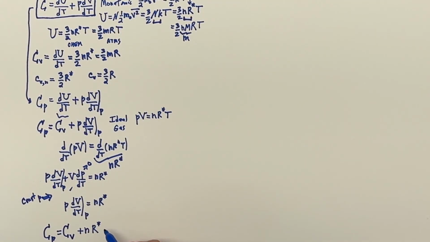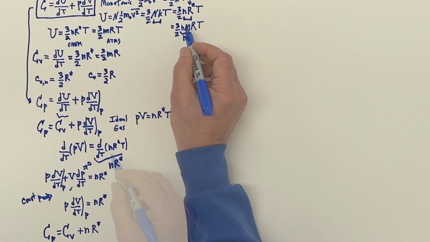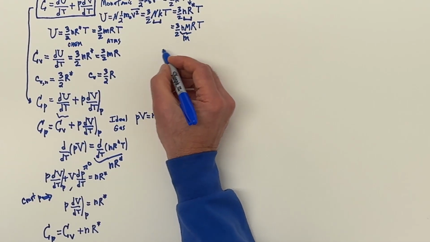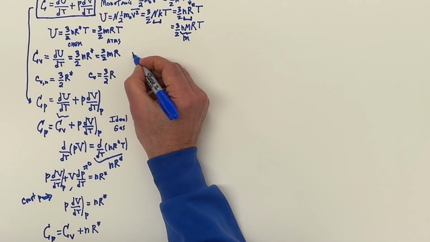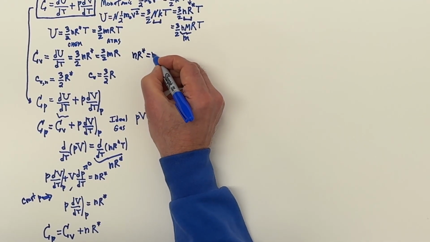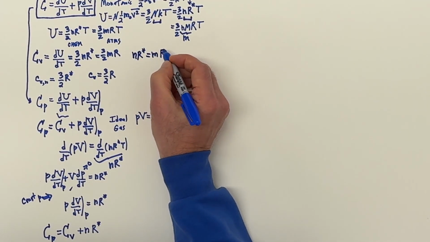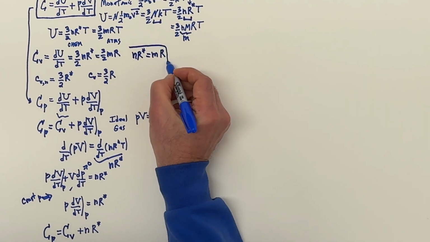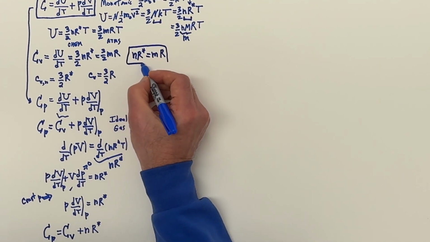Now, at this point, I like to emphasize N R star is M R. So let me emphasize that the number of moles times R star is equal to the mass times R. Helps me go from chemistry to atmospheric science easily.